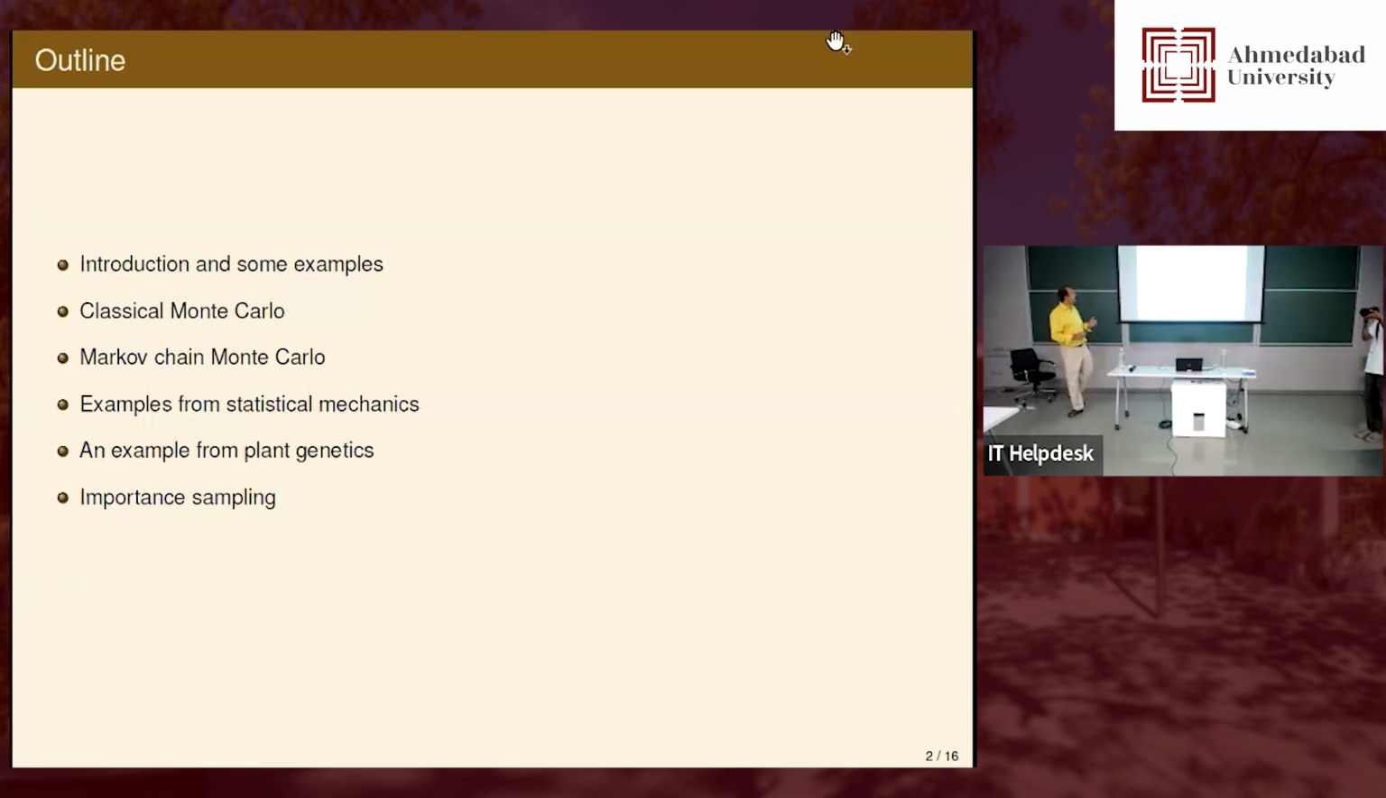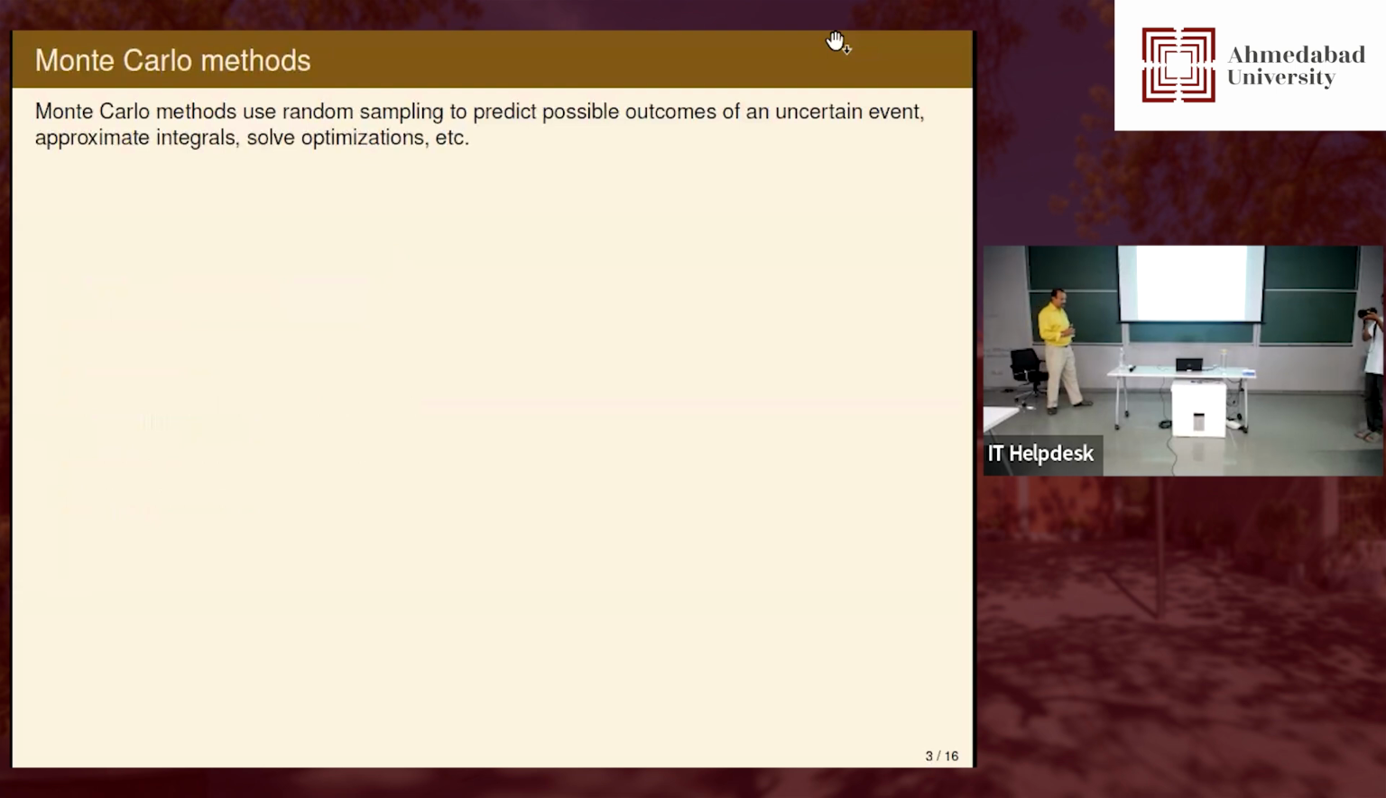And here you go. Monte Carlo methods use random sampling to predict possible outcomes of an uncertain event. A lot of buzzwords there: random sampling, and uncertain event, maybe not that uncertain. So we'll spend time on describing what we mean by random sampling and how it is used to predict things. We'll talk about that.